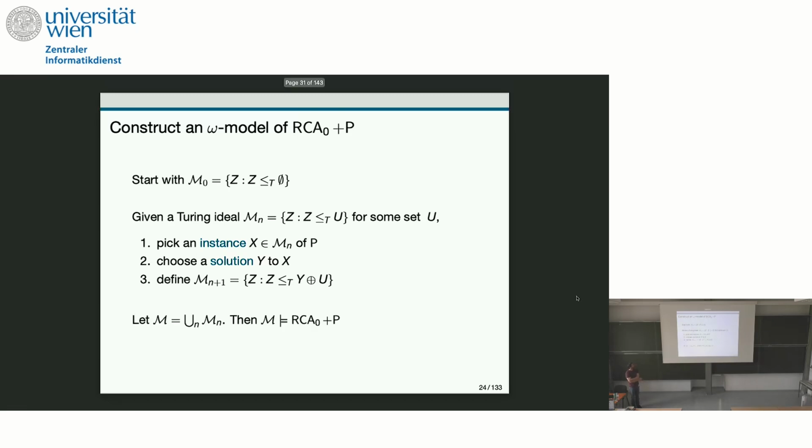And if you are careful enough, so if you fix an appropriate order for choosing your instance, if you let M be the union of these models, which are an increasing sequence of models of Turing ideals, then this will still be a Turing ideal, but it will also be a model of P. And because it is a Turing ideal, it is a model of RCA0. And if we choose carefully our sequence of instances, then it will also be a model of P.